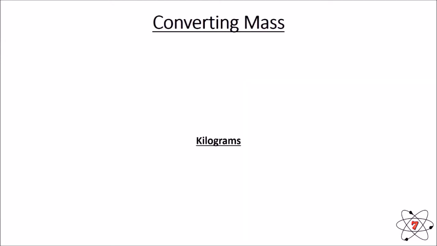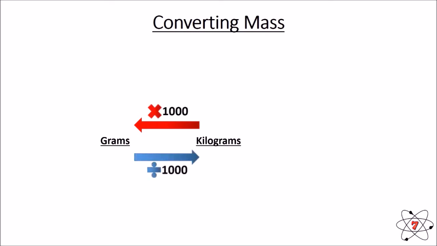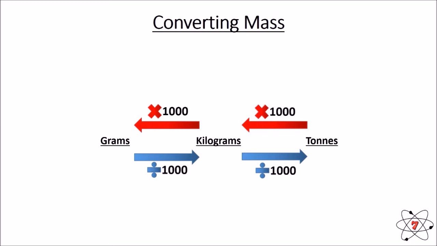So let's start with the standard unit of kilograms. If I want to go to grams, there are 1,000 grams in a kilogram, so I multiply by 1,000. To go back to kilograms, I must divide by 1,000. Kilograms to tons, there are 1,000 kilograms in a ton, so I divide by 1,000. Going from tons to kilograms, I must multiply by 1,000.